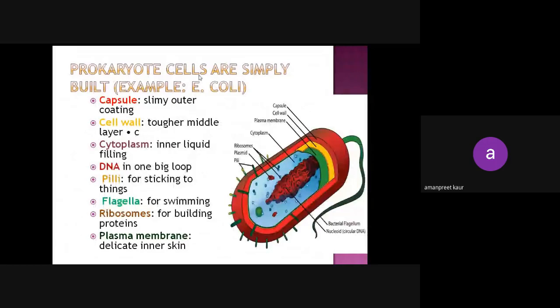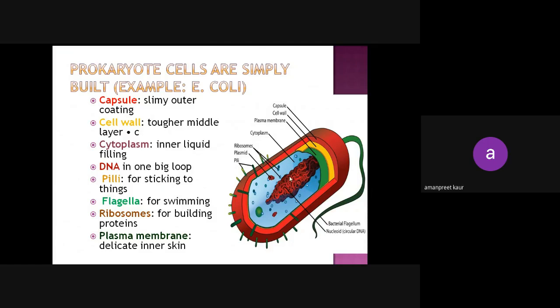The next is the different structures or organelles of different parts of the prokaryote cell. The first one is the capsule, which is in red color. This is the capsule that is springing out and coating. Then here, which is in yellow color, is the cell wall, the tougher middle layer. And then there is the cytoplasm present over here, that is the inner liquid filling.